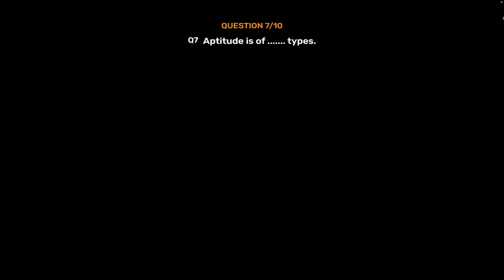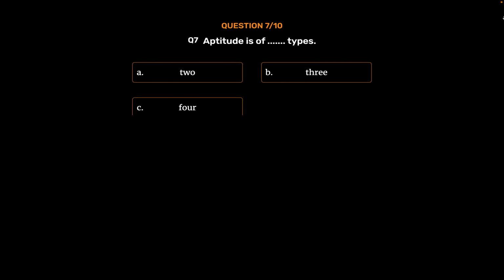Question number 7. Aptitude is of types. Option A, 2. Option B, 3. Option C, 4. Option D, 6. The correct answer is Option A, 2.